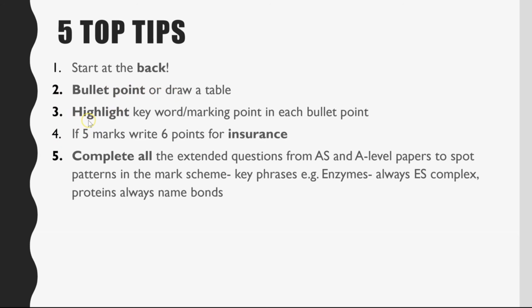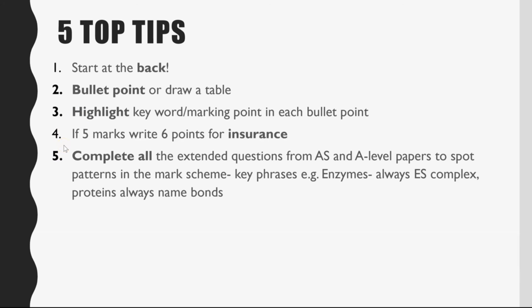Linked to this idea of helping you to make sure you've not missed any points, but also to make it as easy as possible for an examiner to mark your paper so they don't mismark it. Highlight what you think is a key word or marking point in each of your sections of the table or in each bullet point. And when I say highlight, you're not actually allowed to use highlighters in an exam. So instead it could be you write in capital letters, or maybe you just underline it.